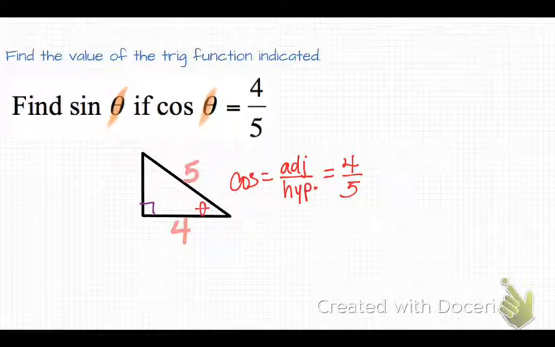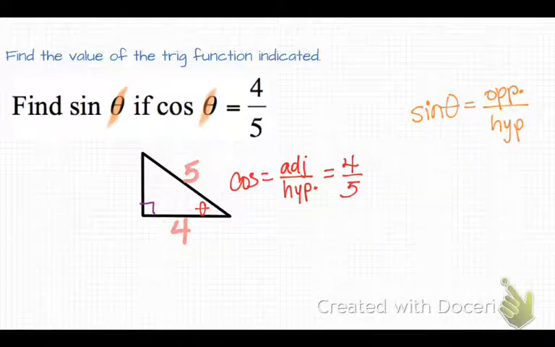Good. Now I need to find sine theta. That's the new thing that I'm looking for. So sine theta is going to be what over what? Opposite over hypotenuse, right? Do I know either of those measures? The hypotenuse is what? Do I know what's opposite theta though? No, but can I find it? Yes, using what?